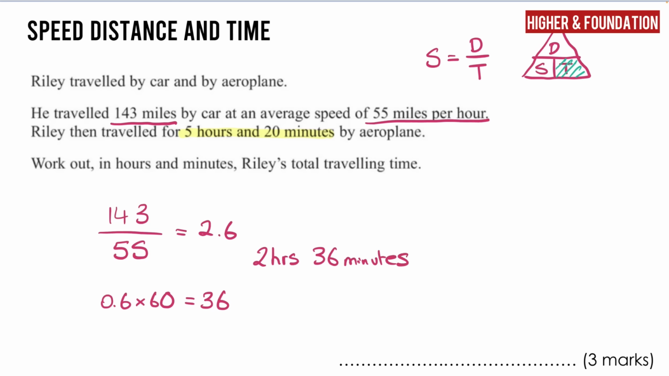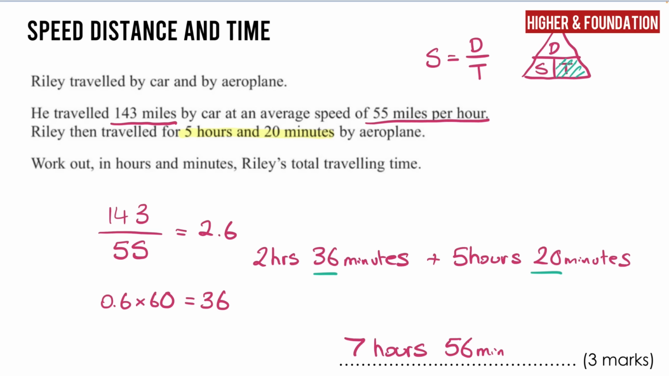Now, of course, this was looking at the total travelling time, so we also have the 5 hours and 20 minutes. Now, as it turns out, this gives us a nice amount of minutes because the 36 and the 20 is not going to go over the 60 minutes. So when we add these together, we get 7 hours, and 36 and 20 makes 56, so 56 minutes.